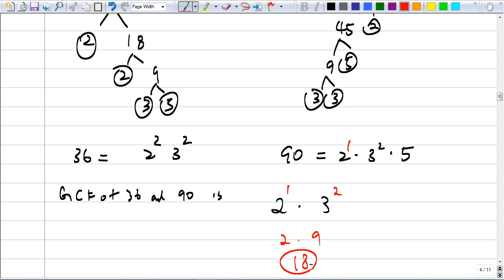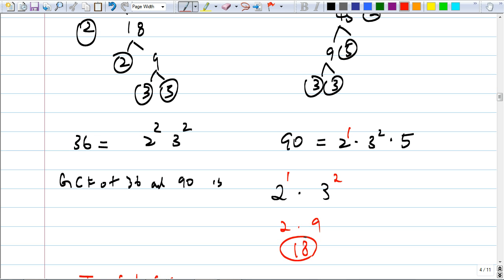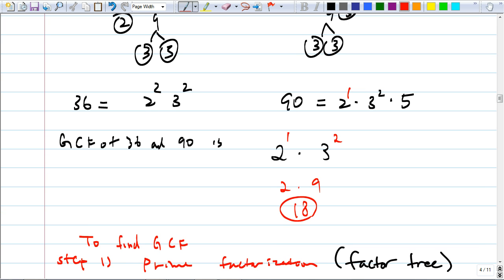Are there other ways? Yes, there are. But this way actually tells you why we need to do it this way. There are some shortcuts. So how many people got 18 as the answer? Raise your hand. Does that make sense? Like I said, there are many different ways of doing it, but I want you to do it this way for now.